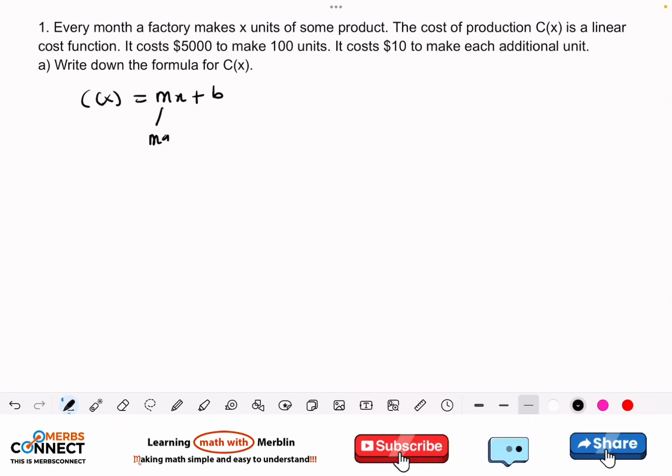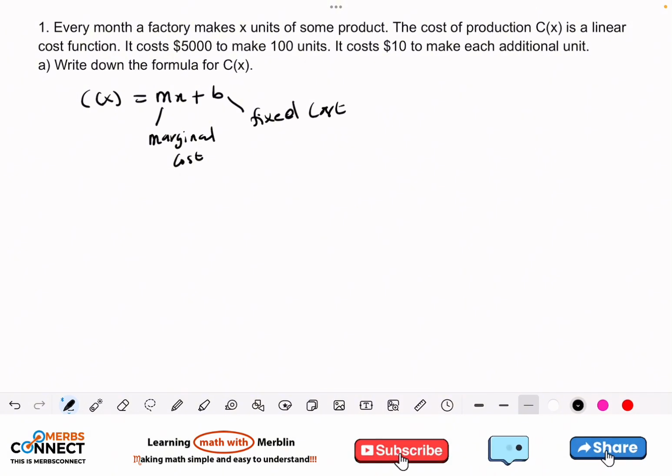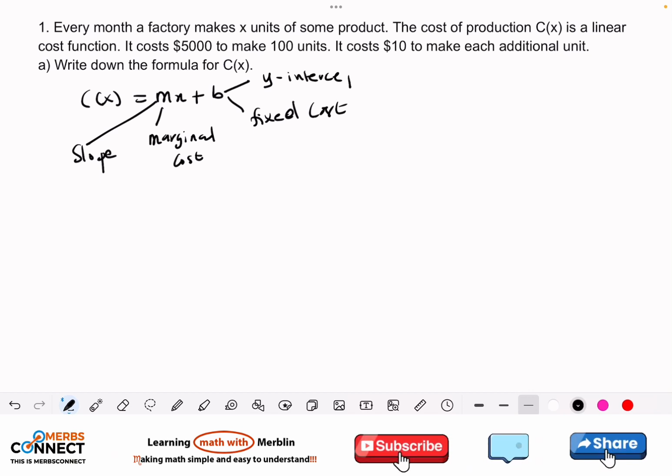This m is the marginal cost, and this b is the fixed cost, right? So in other contexts, we will call this one the slope, and we call this one the y-intercept. Good, so that is the idea.